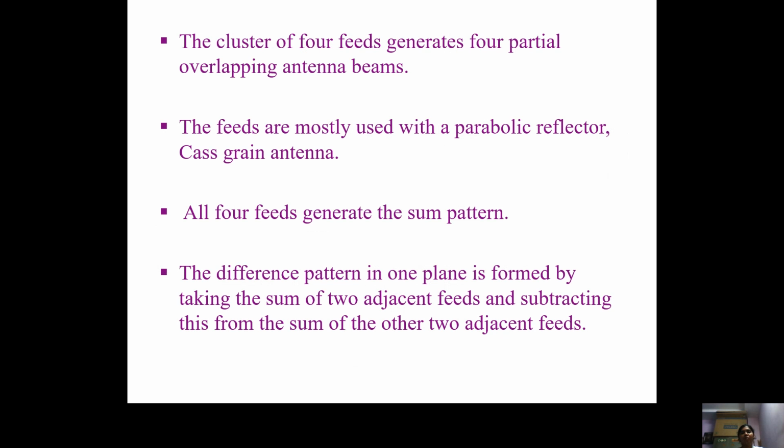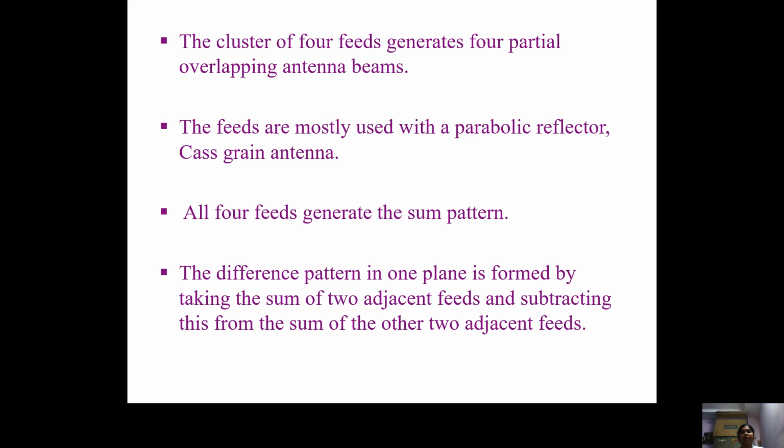So the cluster of 4 feeds generates 4 partially overlapping antenna beams here. These feeds are mostly used with the parabolic reflector or Cassegrain antenna. So the same parabolic antenna is used as the main antenna. Along with that, four horn antennas are connected to it to generate the four different overlapping antenna beams.